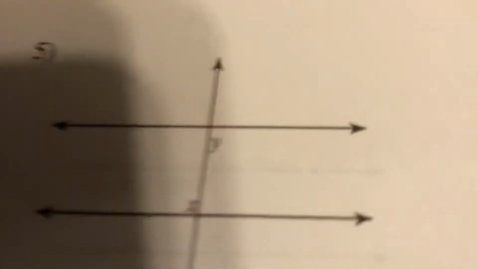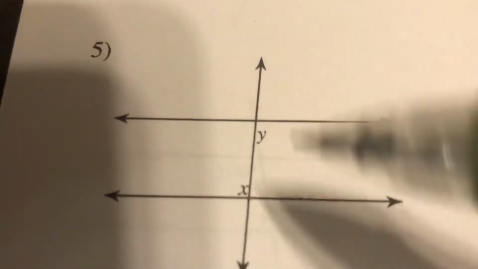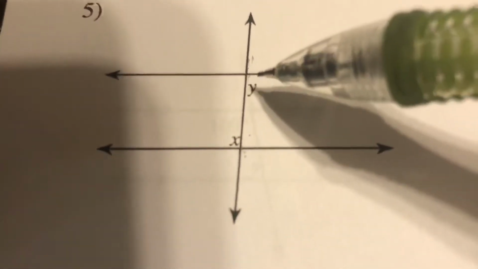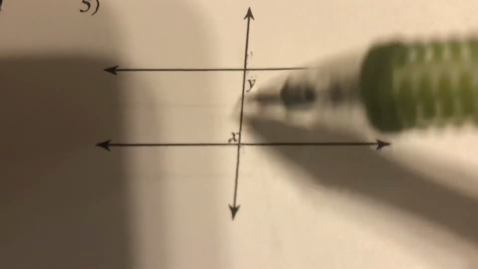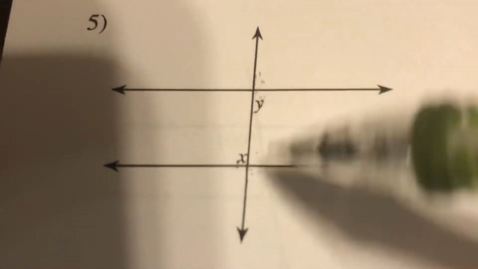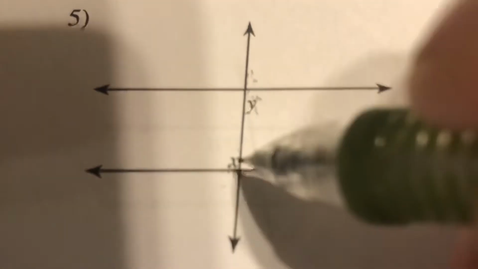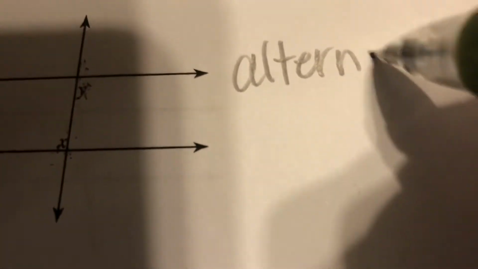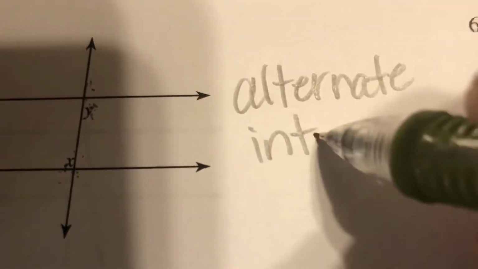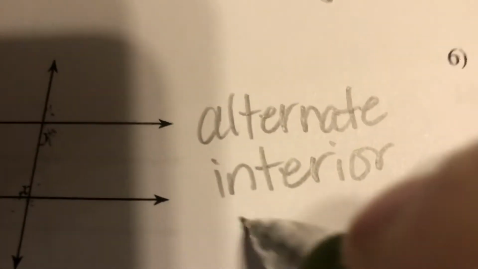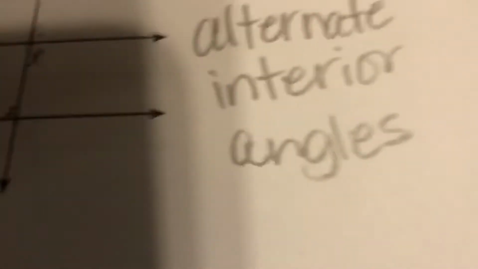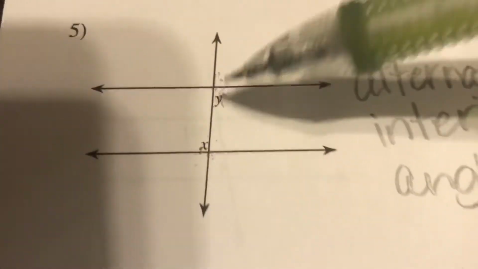So let's go to number 5. On number 5, your angles are inside your parallel lines, but this time they're on opposite sides of your transversal. And so inside means interior, and we already said that opposite sides you alternate, like you go from one side to another, you alternate. And so this would be alternate interior angles. We had those alternate exterior, and now we're going to have alternate interior angles. Okay?